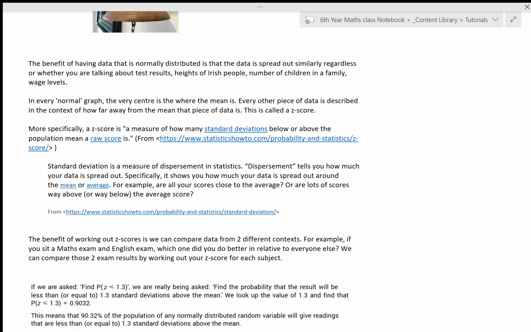So, why do we need z-scores, you ask? The benefit of working with z-scores is that we can compare across two different contexts. Once something is normally distributed, the z-score can tell you information. You can say, okay, I did better in my maths exam because my z-score was higher than in my English exam. So basically I was further above the mean in maths than I was in English, for example.